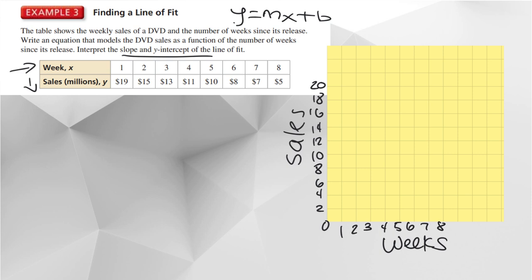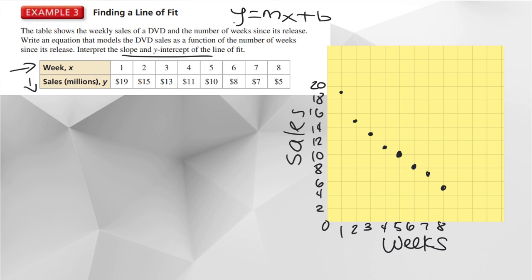So our first ordered pair is (1, 19), which is going to be somewhere here in the middle. (2, 15), (3, 13), (4, 11), (5, 10), (6, 8), (7, 7), and (8, 5). So that is step 1, create a scatter plot.